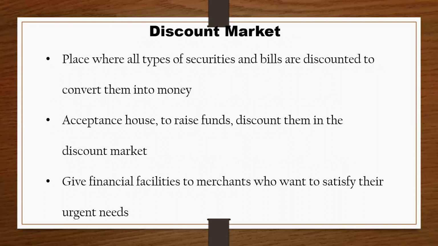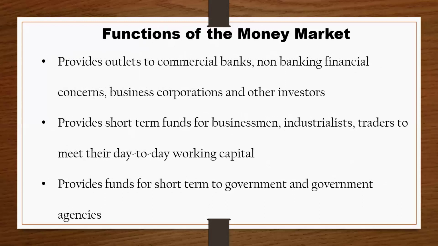Next, we can see the functions of money market. The functions of money market are: it provides short-term funds. Mainly, it provides outlets to commercial banks, non-banking financial concerns, business corporations, and other investors for short-term funds. The next one is it also provides short-term funds for businessmen, industrialists, and traders to meet their day-to-day working capital. The next function is it provides funds for short term to government and governmental agencies.